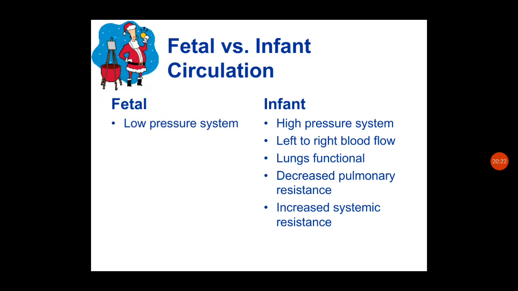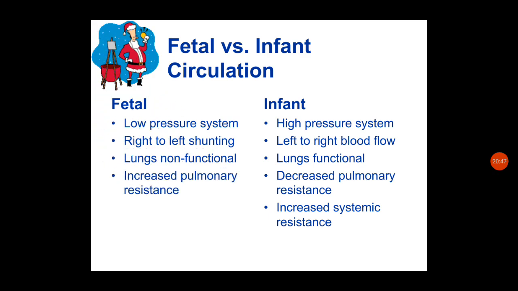In a fetus, it is a low pressure system, and there is not that much pressure difference compared to infant circulation. Right to left flow is happening, because in the fetus more blood is on the right side than on the left side, but in an infant it is more on the left side than on the right side. The lungs are non-functional, with increased pulmonary resistance, which decreases in the infant, and systemic resistance is lower than in the infant. So these are some of the differences between fetal and infant circulation.